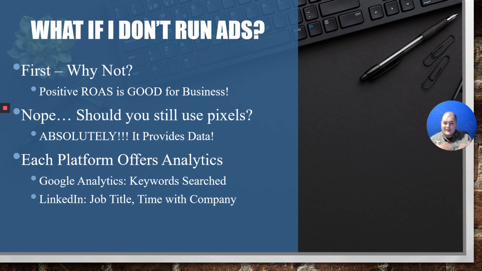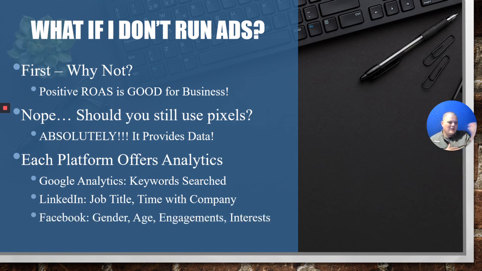LinkedIn will give me job title, the time with the company, the seniority, and what industry they work in. That's really good for understanding how to target people. Again, even if you're not doing ads, maybe you're writing messaging for your blog posts. If, in our example, everybody buying our dog leashes is in their mid-40s and happens to work in management or engineering, maybe I start using some of those keywords that would be pertinent to them in my blogs. Facebook will give you the genders, the age, the engagements, the interests, all that. So you get the point.